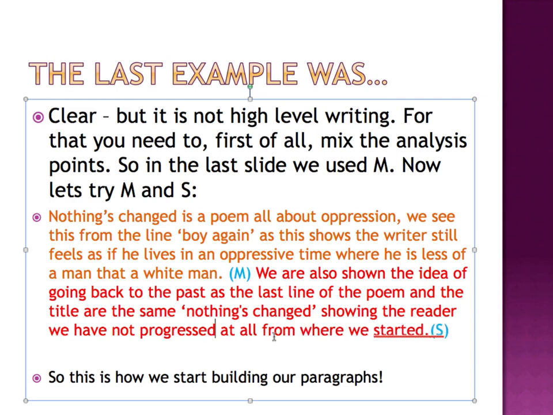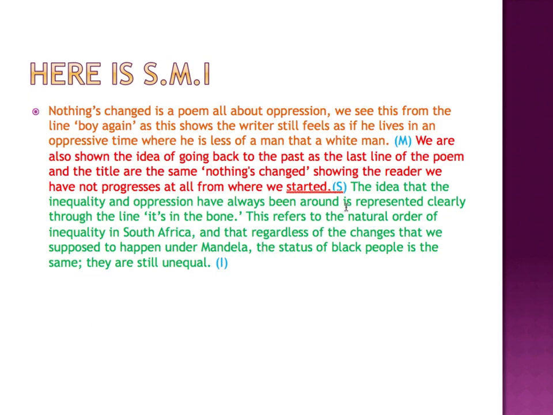And this is actually important because there we've actually talked about the structure. The very first thing we read in the title is again the very last thing we read at the end. So this kind of cyclical structure, it references that we haven't moved on at all. And this is how we start building our paragraphs. So now we'll try a version, just again building on it and adding an I now.